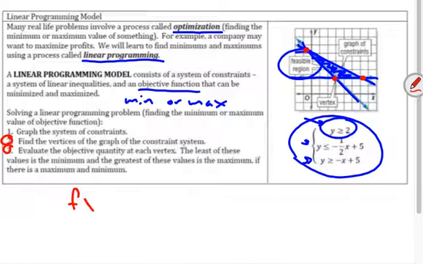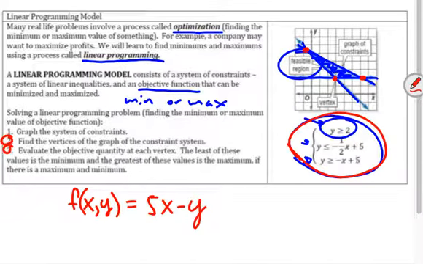What a minimum maximum function or objective function looks like is this. You guys are used to working with f of x. This is f of x, y. You're going to plug in two numbers, an x and a y value. So I'll just make up a minimum maximum function here. I'm going to say 5x minus y.